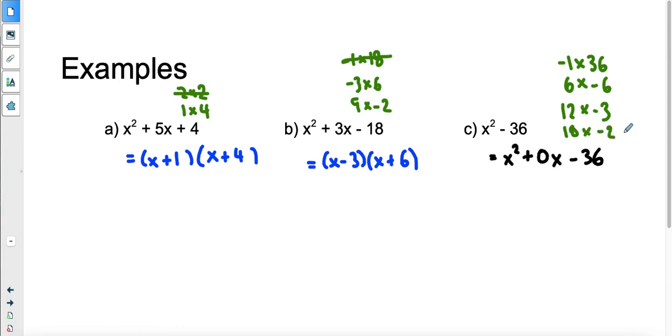So again, we're just going to go through the list and check which one of these two numbers adds to 0, my middle number. Well, first, negative 1 plus 36 is 35. That's not 0. 6 minus 6 is equal to 0. This one works. So I can write my final answer as x plus 6 times x minus 6.